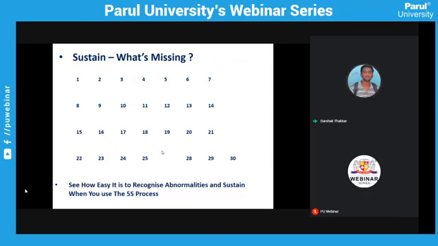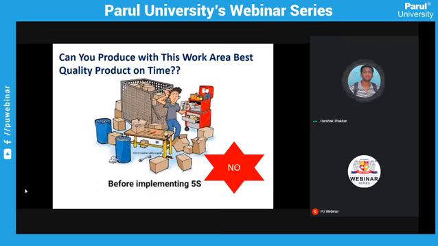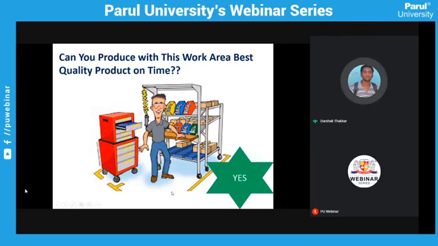Now we go for the next. So this is some example. Would you like to work in this area, right? Can you produce the best quality product on time by working in this area, right? Definitely no, a big no, right? And how likely is it to work in this very well organized area, right?